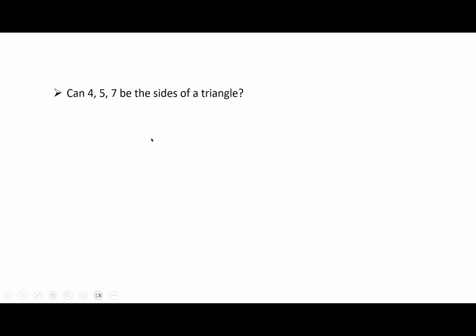Can 4, 5, 7 be the sides of a triangle? You need to check that out. Ask yourself, is 4 less than 5 plus 7? Yes. Is 5 less than 4 plus 7? Yes. Is 7 less than 4 plus 5? Yes. Therefore, the answer is yes, 4, 5, 7 can be the sides of a triangle.